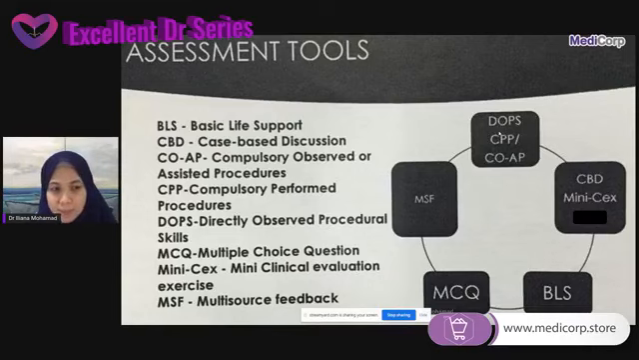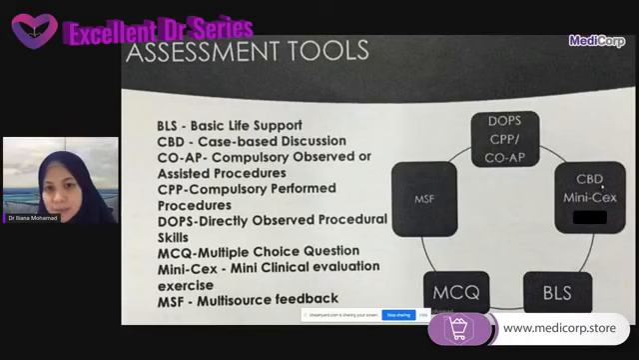So DOPS are compulsory to perform during the 2 weeks of tagging. The last part of your procedures is COAP, which means compulsory observe or assist procedure. These are usually more invasive or more complicated procedures which you just need to observe or assist, not necessarily perform by yourself. This is regarding procedures.